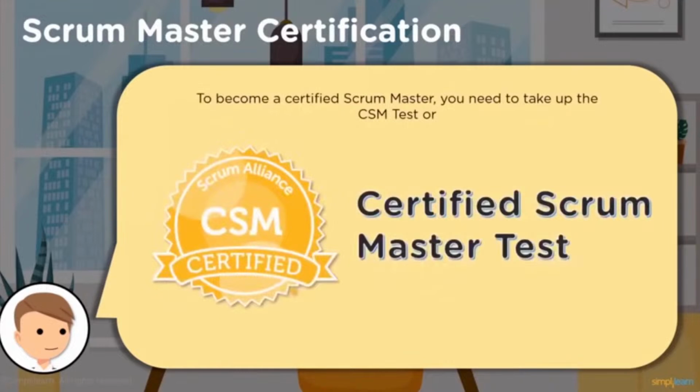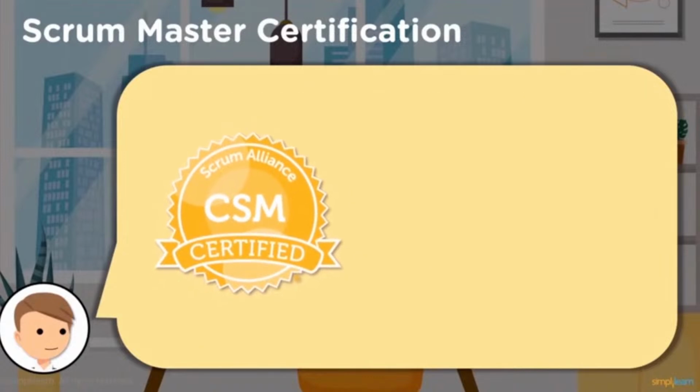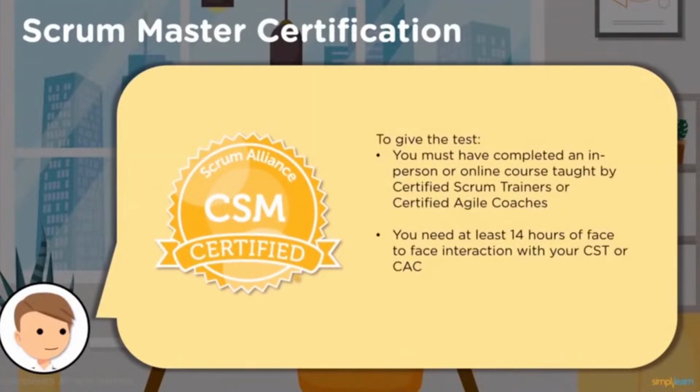Now, let's talk about certifications. To become a Scrum Master, and a certified one at that, one of the most important things you can do is to get through the Certified Scrum Master test. This test tests your understanding of different principles and processes that are a part of the Scrum process. Moreover, to take this test, you need to have completed an in-person or an online course taught by a certified Scrum trainer or certified Agile coach. You'll also need to have at least 14 hours of face-to-face interaction with the aforementioned trainer or coach.